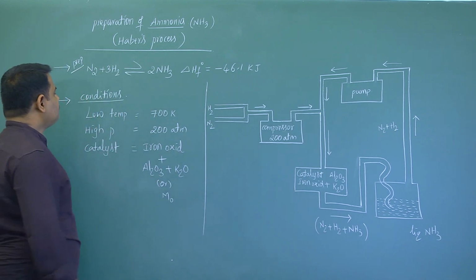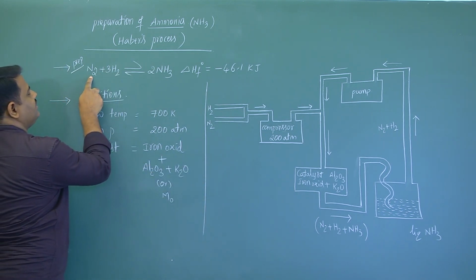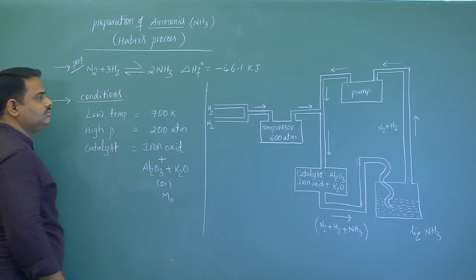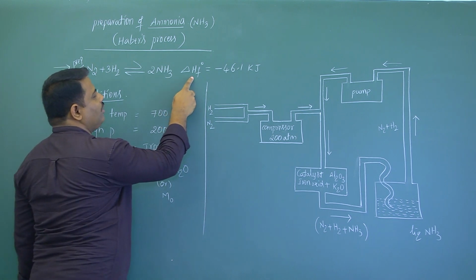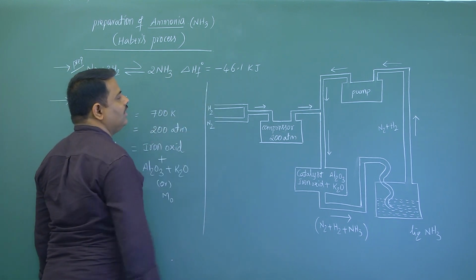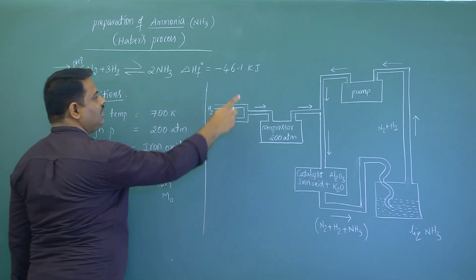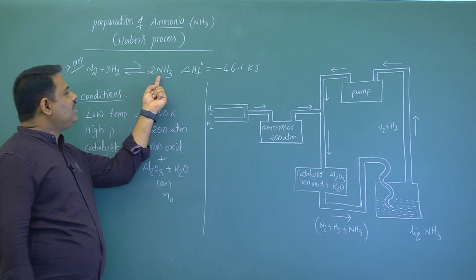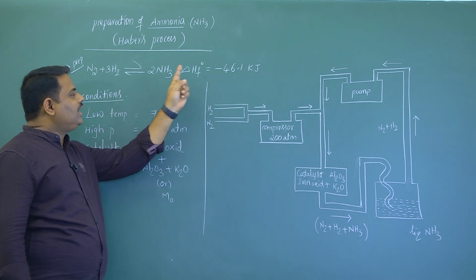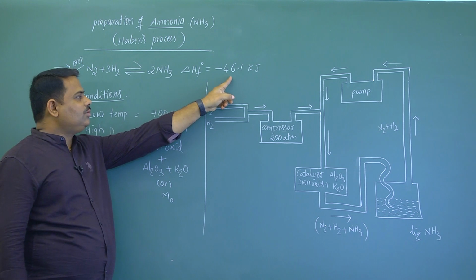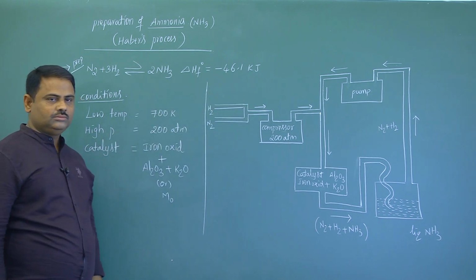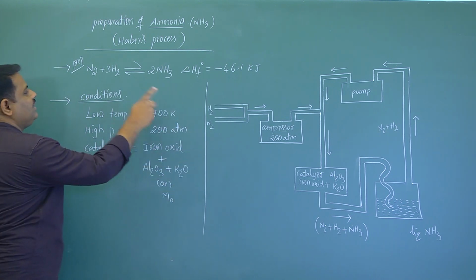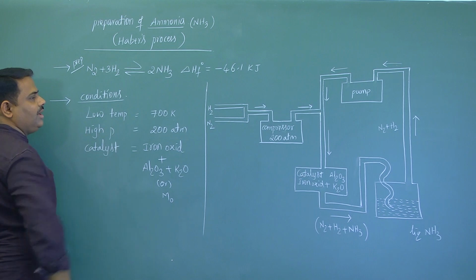Now here, when nitrogen gas reacts with hydrogen it gives ammonia, and here the heat of formation of ammonia is minus 46.1 kilojoules, or otherwise for preparation of 2 moles of ammonia we can write nearly minus 92 kilojoules. This is only for 1 mole of ammonia. Now if you see, this is a reversible chemical reaction.